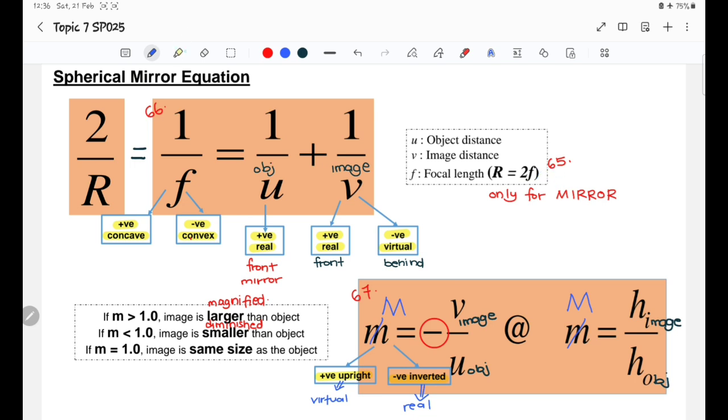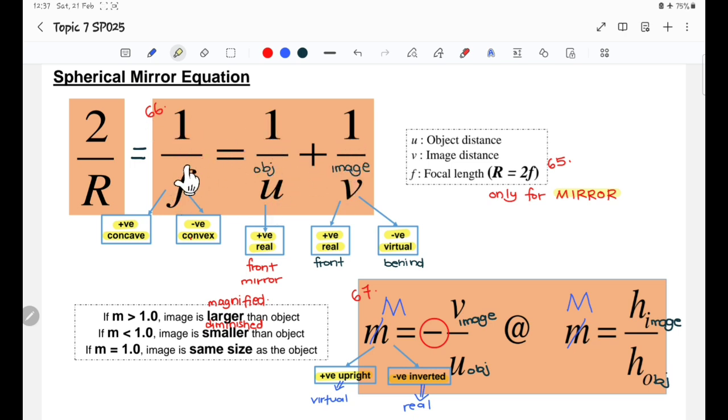Okay, and this is very important. Equation 65 is only for mirror. When we do thin lenses, you will notice why this is very important. For mirror only, R is equal to 2F. Do not confuse. And then we have equation 66, where 1 over F equals 1 over U plus 1 over V.